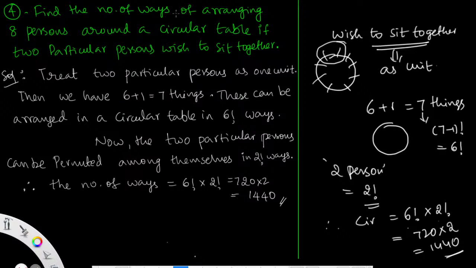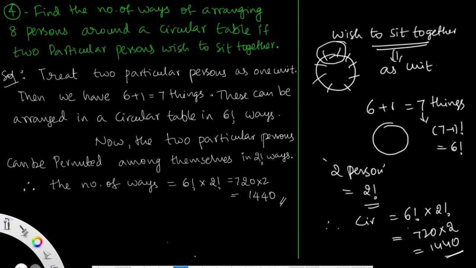So always sit together means make a bundle or make a unit. Totally 8 persons are there, with two particular persons as one unit. Then we have 6 persons plus the one unit, which becomes 7 things. The 7 things can be arranged in a circular way, and the circular formula is (n minus 1) factorial, that is 7 minus 1 factorial, which is 6 factorial ways. Now the two persons in the bundle can arrange among themselves in 2 factorial ways. So the total circular arrangements are 6 factorial into 2 factorial, that is 1440 ways.